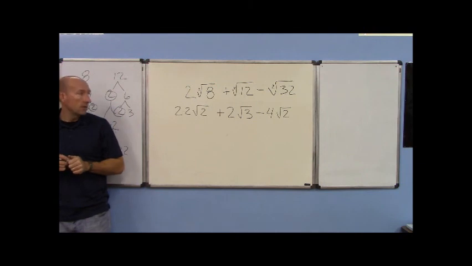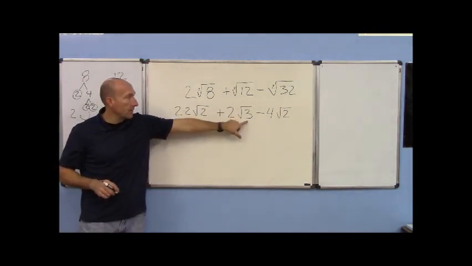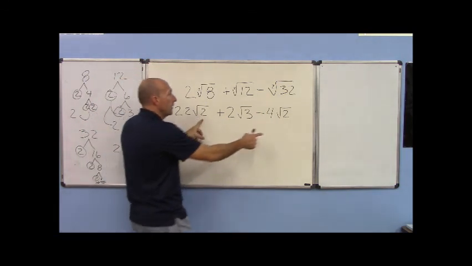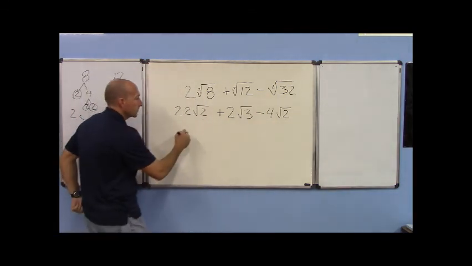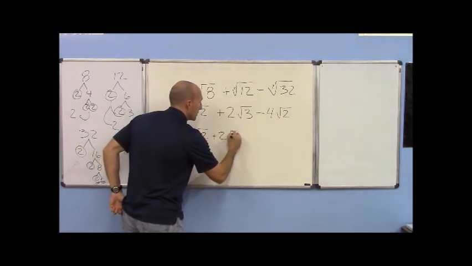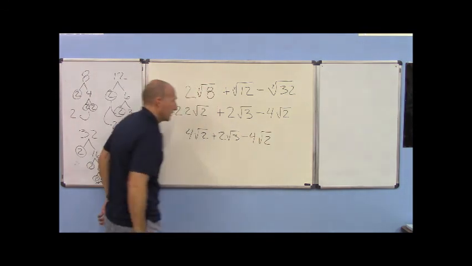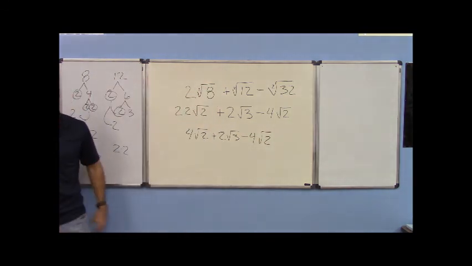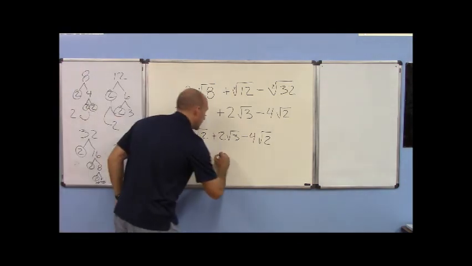Yes, we do. This one we cannot. There is only one of these that has a 3 on the bench, but we do find 2 of them that have a 2 on the bench. So 4 square root of 2 plus 2 square root of 3 minus 4 square root of 2 gives us what? 2 square root of 3? Absolutely, 2 square root of 3.